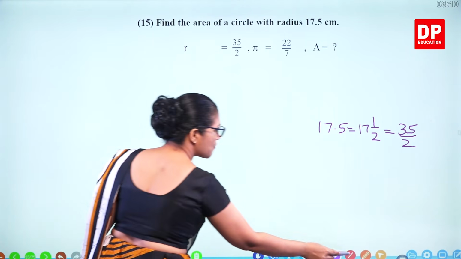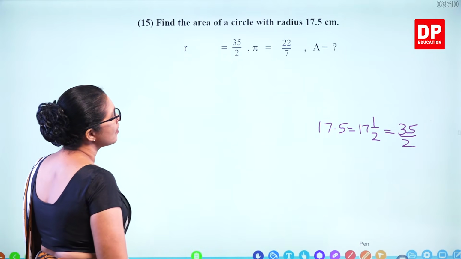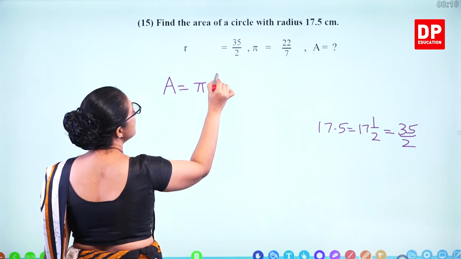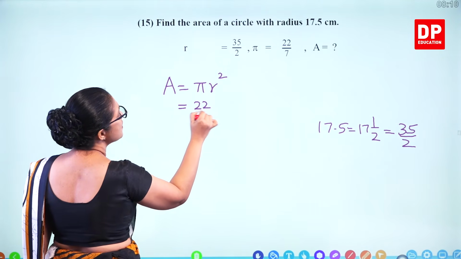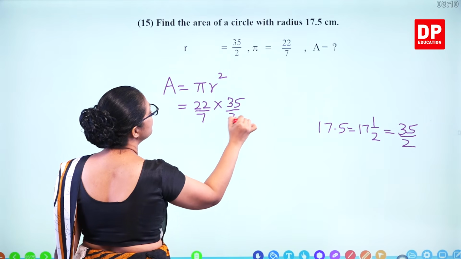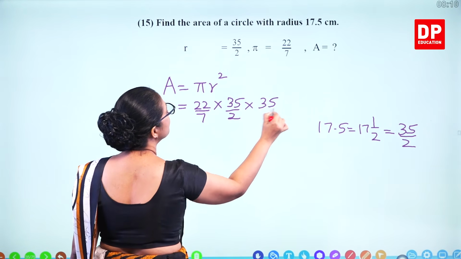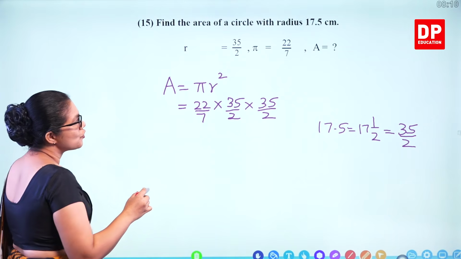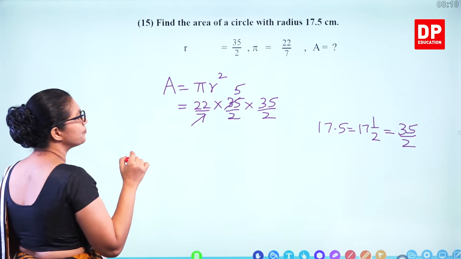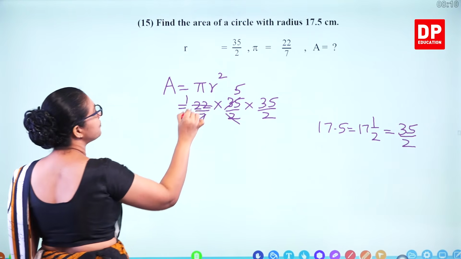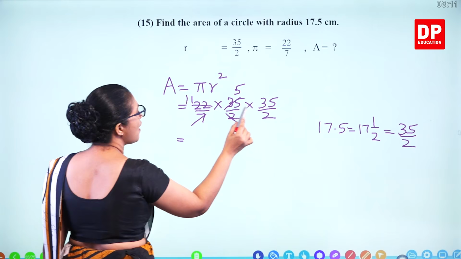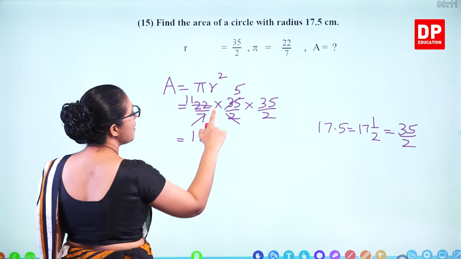So you can write 35 over 2 and find the area. Area is equal to pi r squared. Pi is 22 over 7 and r is 35 over 2. So 7 times 5, 35. 2 times 11. So we'll multiply 5 times 35 first, and then it's easy to multiply by 11.